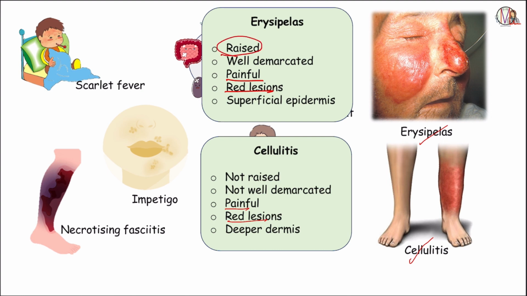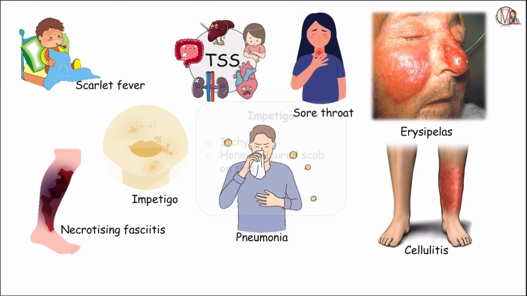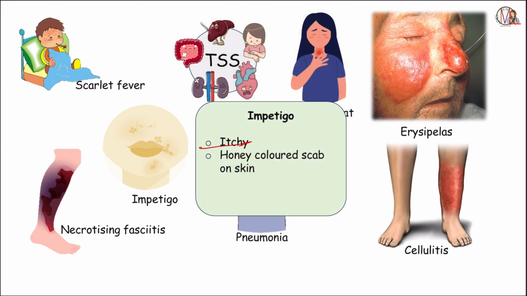Erysipelas presents as raised and well demarcated lesions, primarily affecting the superficial skin, that is the epidermis, whereas cellulitis is characterized by non raised lesions that are not well demarcated and involve the deeper dermis. It's important to note that impetigo typically presents with an itchy, honeycomb colored scab on the skin.